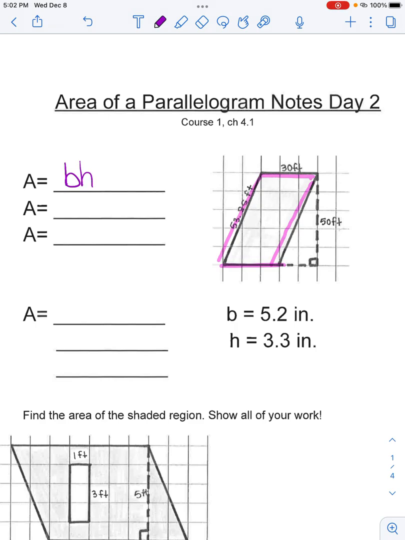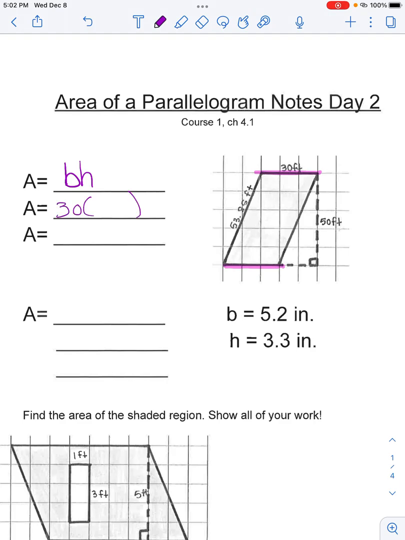And as we go through the chapter learning different formulas for different polygons, the formula will always go on the top line. You're going to substitute on the second line and then begin to solve on lines 3 and eventually 4 and 5. Okay, area of a parallelogram. The base is obviously the bottom of the parallelogram. So the base is going to be 30 feet.